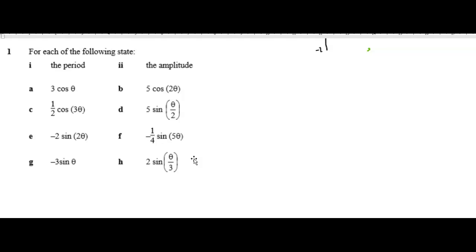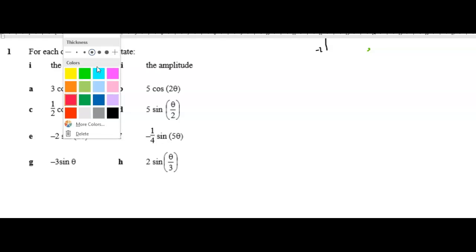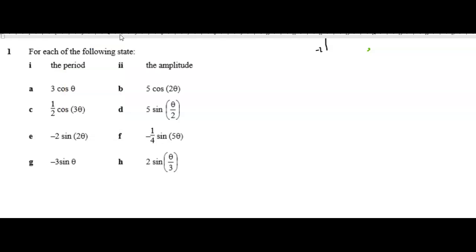All right, so question 1, we're going to state the period and the amplitude for all of these. So what I'm going to do first is just highlight the coefficients. So actually I might do the period in yellow, and I've just done the amplitude here in yellow, so I'll rub that out. All right, so we'll do the period in yellow and the amplitude in a different color. I'll just do the period first. Okay, so if there's no coefficient here, it's 1. All right, so theta is your variable.